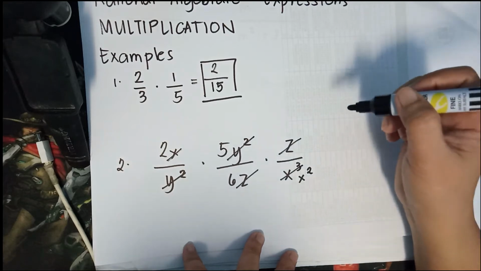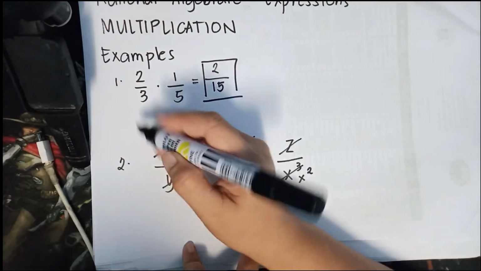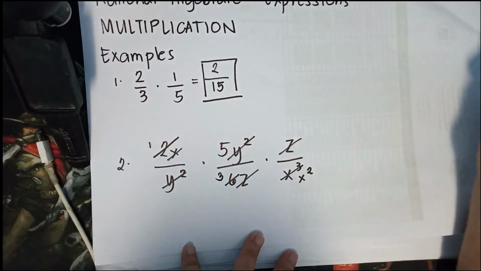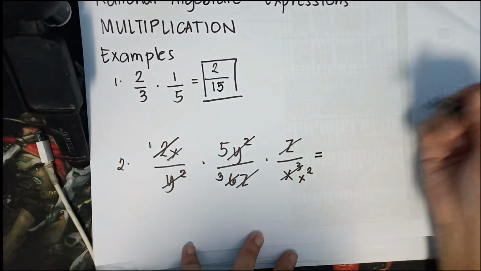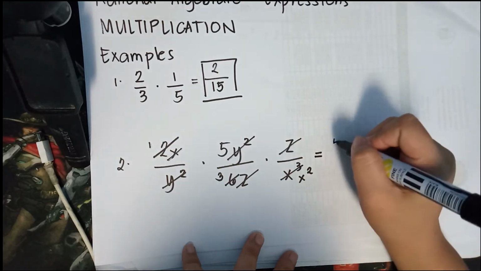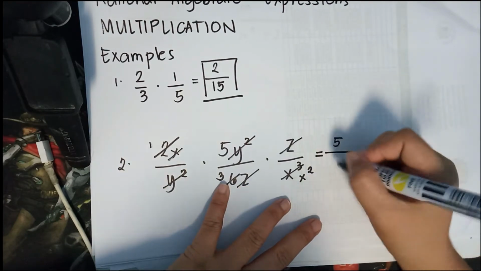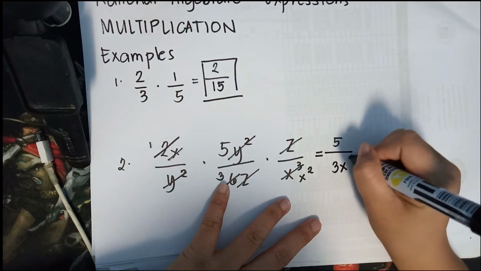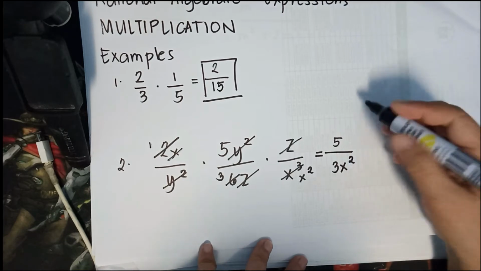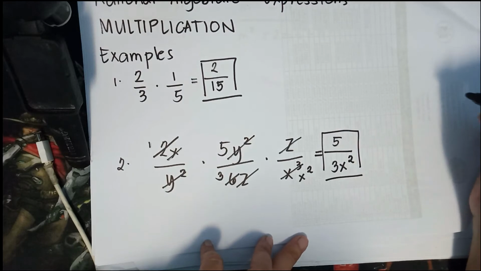Next, numerical coefficient. Common between 2 and 6 is 2. 2 divided by 2, that is 1. 6 divided by 2, that is 3. And multiply the remaining terms. 1 times 5, we have 5, over 3 times x squared, we have 3x squared. And there is no common between 5 and 3x squared, then our final answer is 5 over 3x squared.